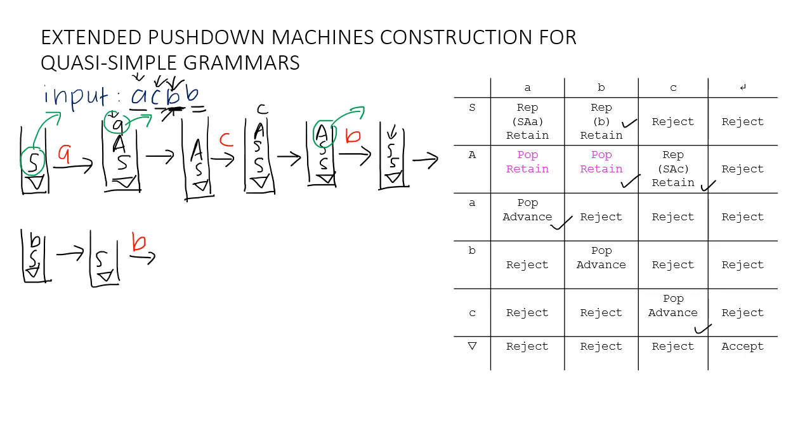And then S and B again is this one. So we need to replace the symbol on top of the stack with B. So we take out S and we replace it with B. And then we retain the current input pointer. And then we read B and B. So B and B is pop advance. So pop advance means we take out B and then we advance to the next pointer, and since we have reached the end of the input string, the next input is end marker.